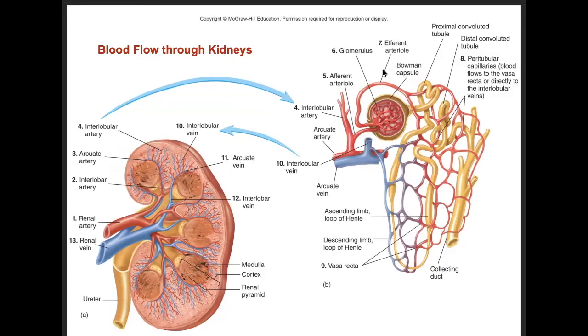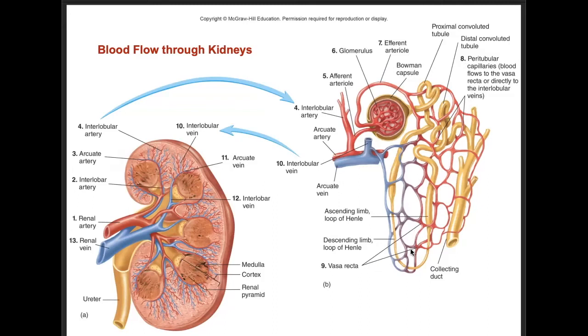Efferent arteriole, they transport the filtered blood away from your glomerulus. Okay, so after the blood is being filtered in your glomerulus, it will now pass through your efferent away from your glomerulus. So again, it will travel here on this, your peritubular capillaries, as you can see here. Aside from that, in number 8, it will now travel here into your vasa recta.